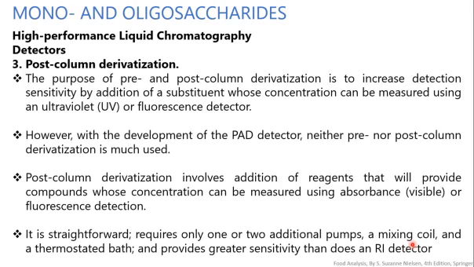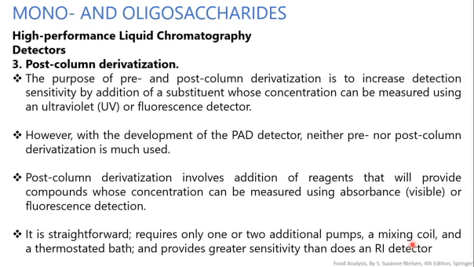So the purpose of pre and post column derivatization is to increase the detection sensitivity by addition of a substituent whose concentration can be measured using the ultraviolet or fluorescence detector. However, with the development of the PAD detector, neither pre nor post column derivatization is much used. So post and pre column derivatization is mostly used, and hence the PAD detector is not vastly used in that area of analysis.